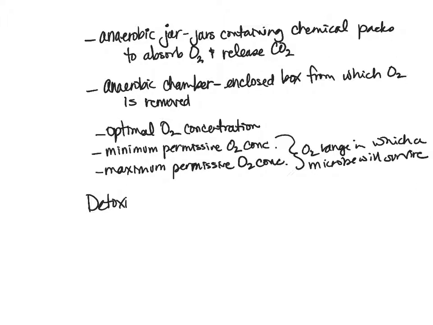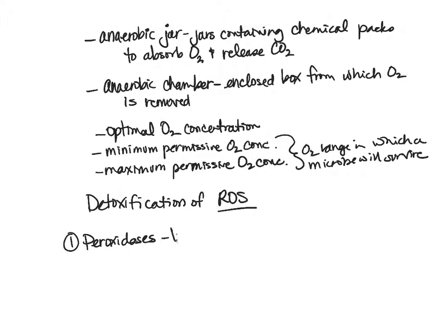So, detoxification of ROS, reactive oxygen species. And so there are 3 main enzymes. The first one are peroxidases. As its name implies, it is going to detoxify peroxides. So it's going to limit damage caused by peroxidation of membrane lipids.